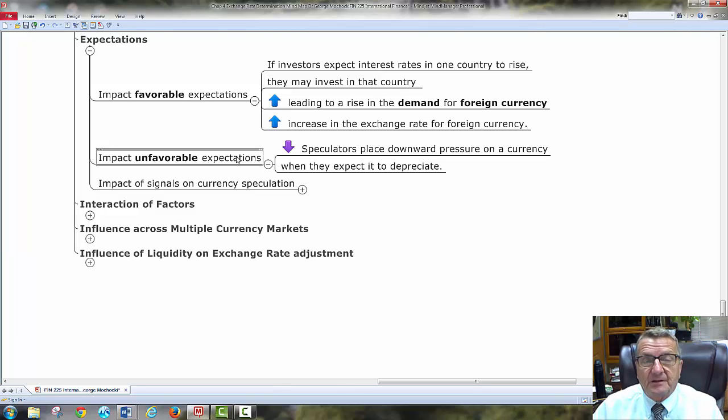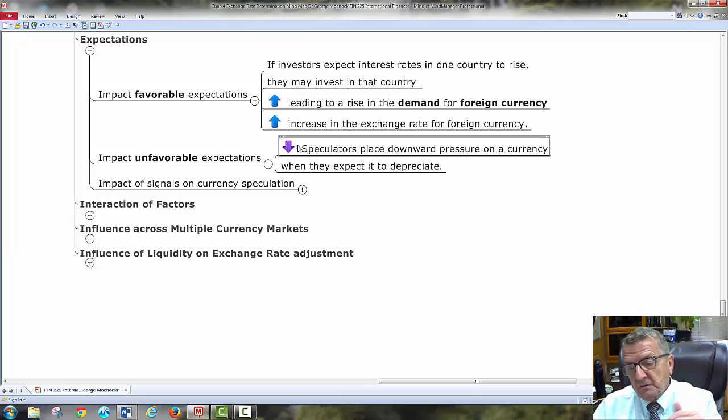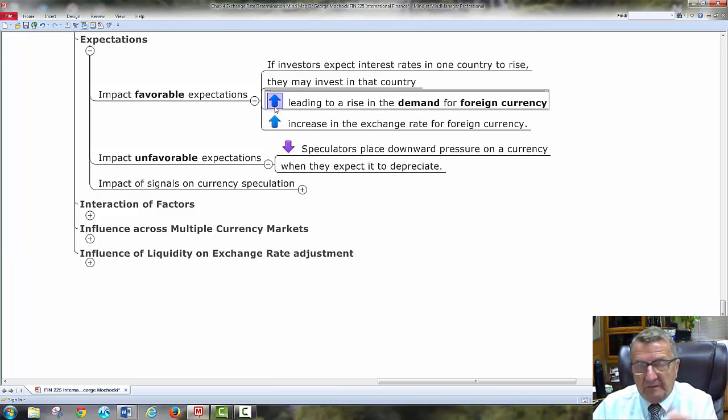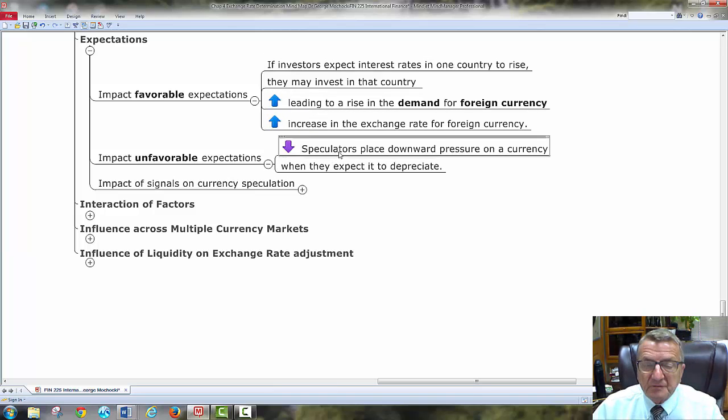Impact of unfavorable expectation. If I think the market's going down or the country is going to go through a recession, I start pulling out my money. No different than when I think a bank is going under, or if I think my supplier is going under. Either I buy more, right, or I buy less. So, speculators, not MNCs. There are people out there just speculating.